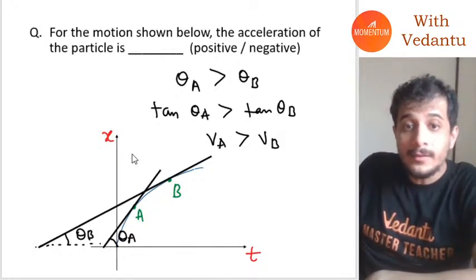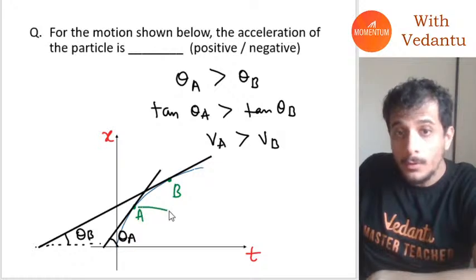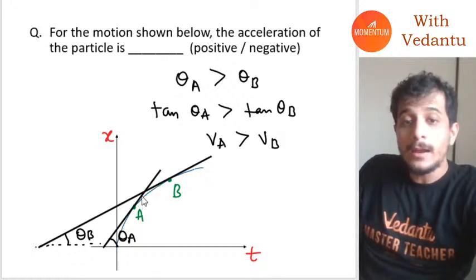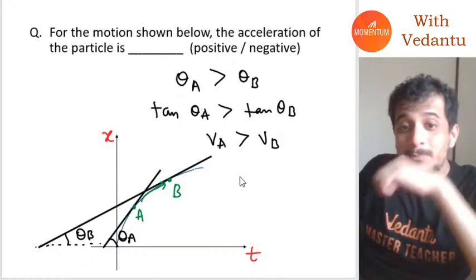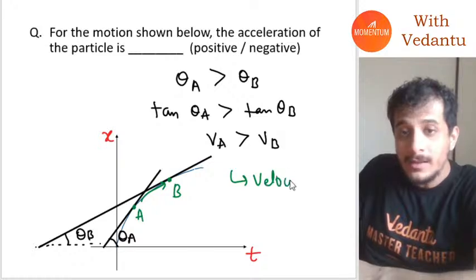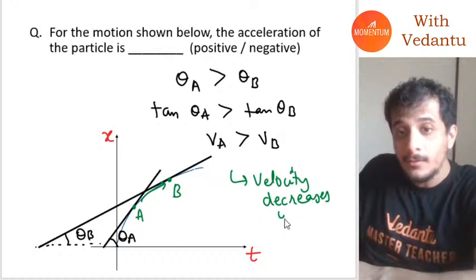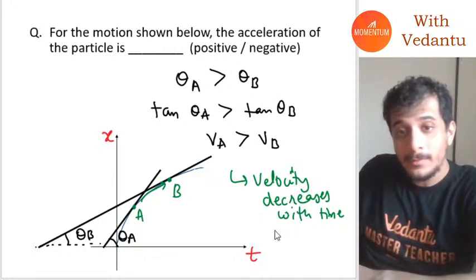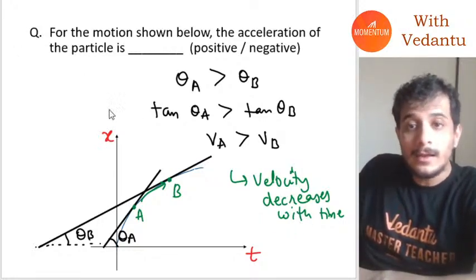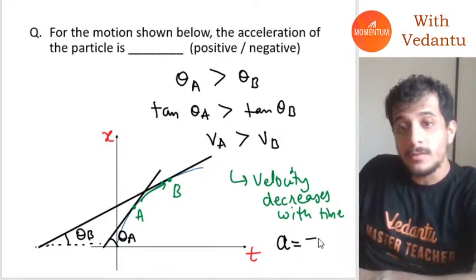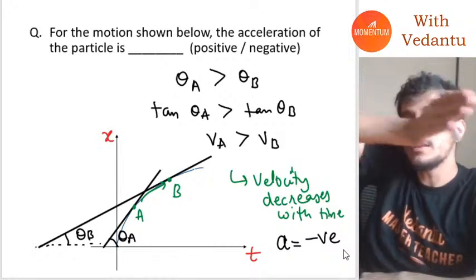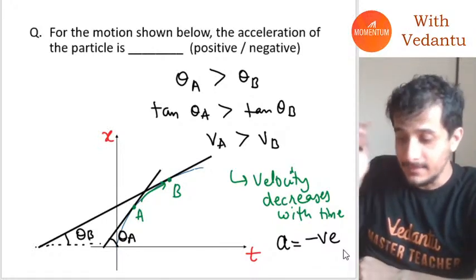Now guys, what this means is that as the particle went forward in time, it went from A to B. When the particle went from A to B, its velocity decreases, not speed here, its velocity. Can you see that, guys? Its velocity decreases with time. That means the acceleration is negative, because when the particle goes from A to B, its velocity decreases. That means the acceleration is negative.